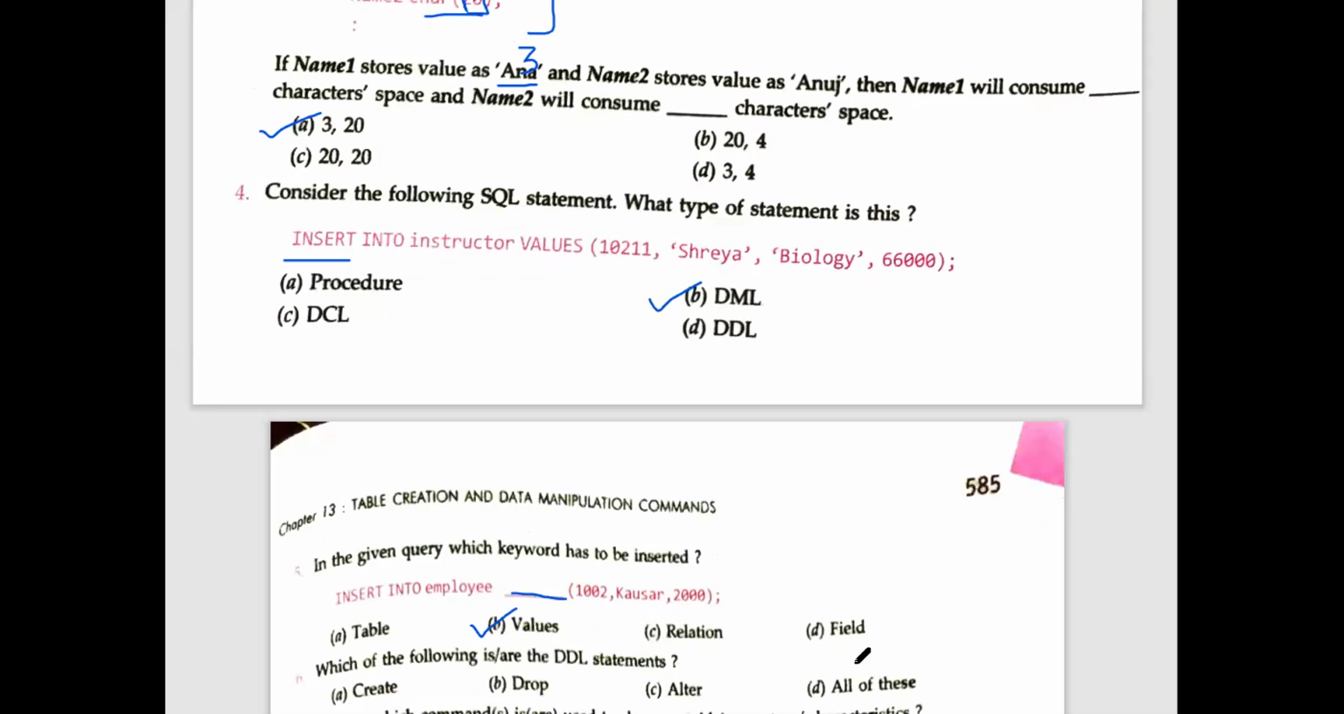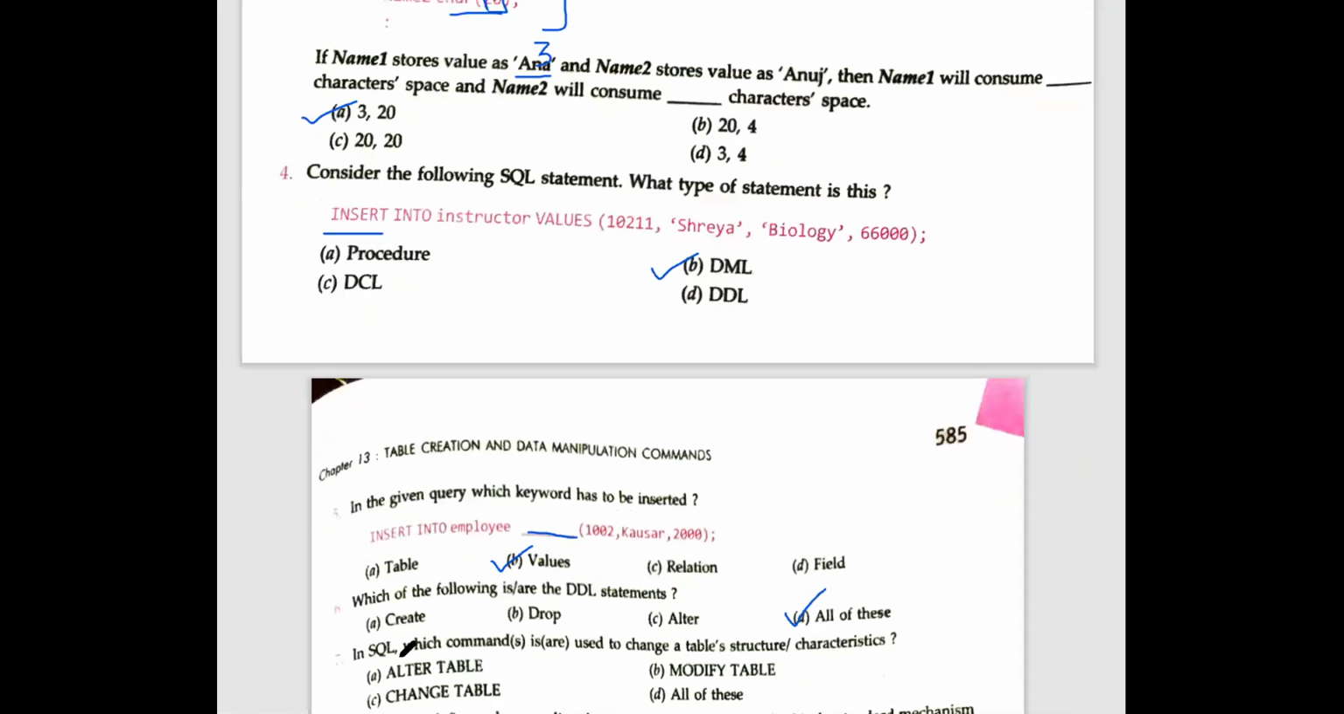Now, which are DDL out of all these? Anshika correct, Aanchal correct, Twinkle correct, Prince correct, Vivina correct, very good. Karan correct, Vanshika correct. Okay, so the answer is all of these. The reason is all these commands, create, drop, alter, are examples of DDL. And these all are your 1-1 marks questions even for your board examination.